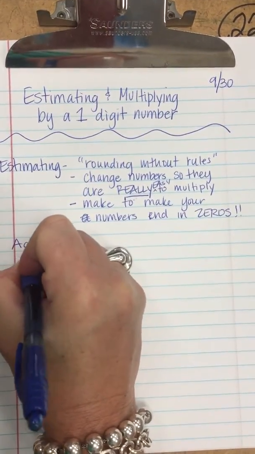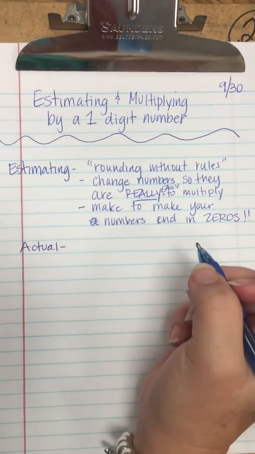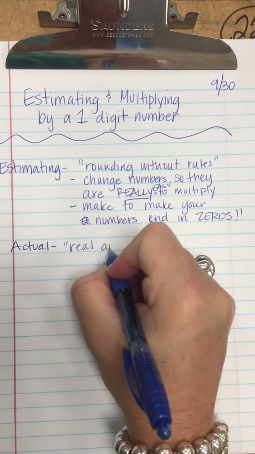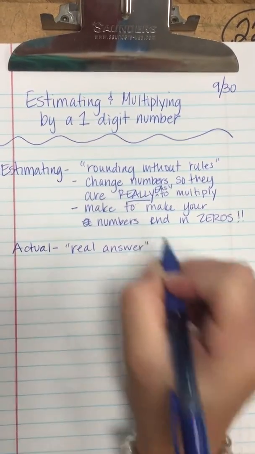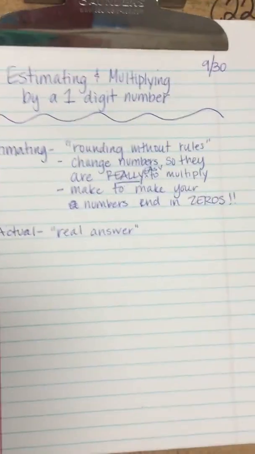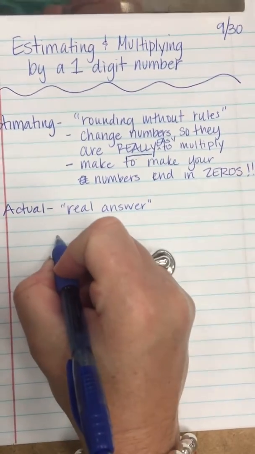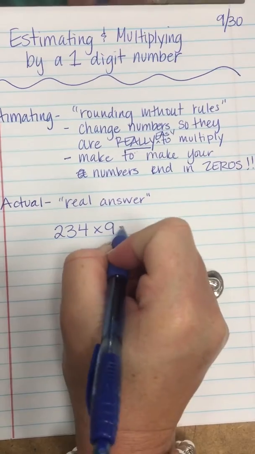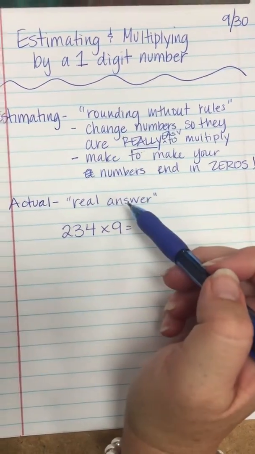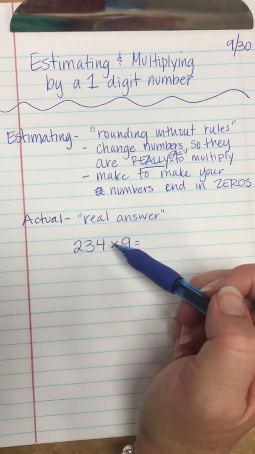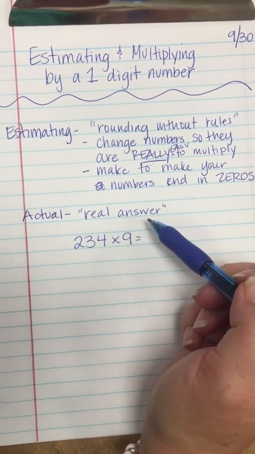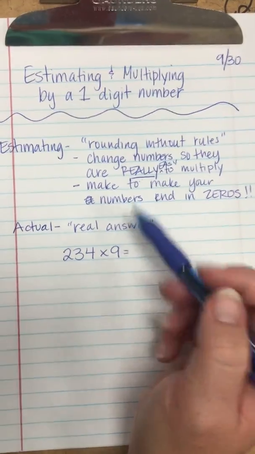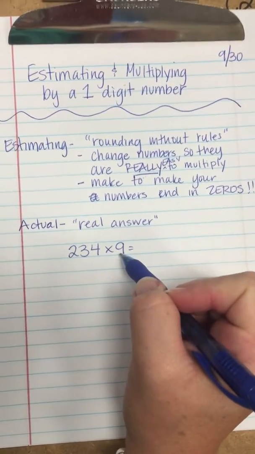Another word you're going to hear me say, or you're going to read, is actual. Actual is another way to say the real answer. Okay? So for example, this is kind of what we're talking about today. You've got the number 234 times 9. Please remember, if this is not complete in your book, you need to make sure you're pressing pause so you can go back and get with us. Don't forget, you always can press pause. So we've got 234 times 9.